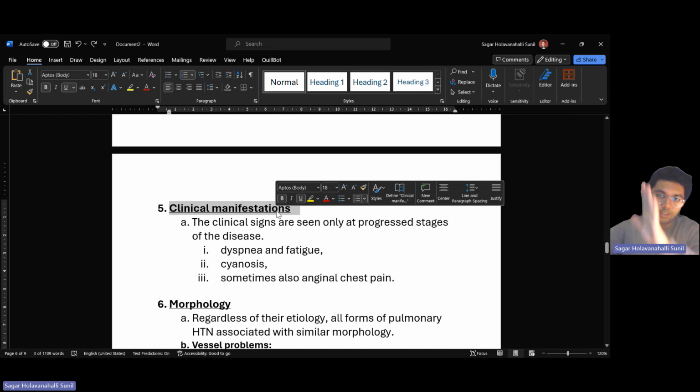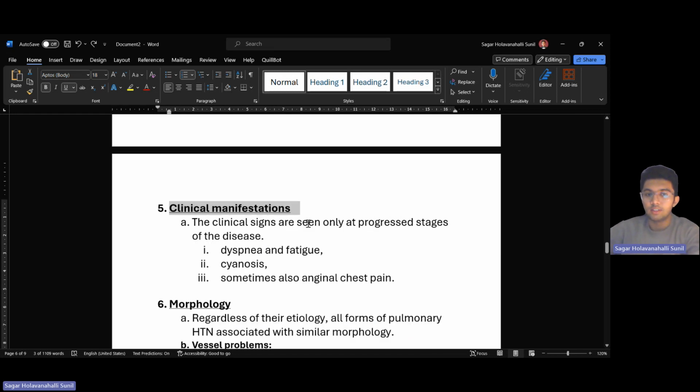Now, the clinical manifestations. Finally, we finished the hard part. We come to the easier one. Clinical manifestations. What do you have when you have pulmonary hypertension? Naturally, there's going to be dyspnea, difficulty in breathing. And if there's not enough oxygen supply to the lungs, you're going to have fatigue because muscles aren't getting enough oxygen. Then, obviously, not enough oxygenation of the blood, cyanosis, and sometimes angina chest pain as well.